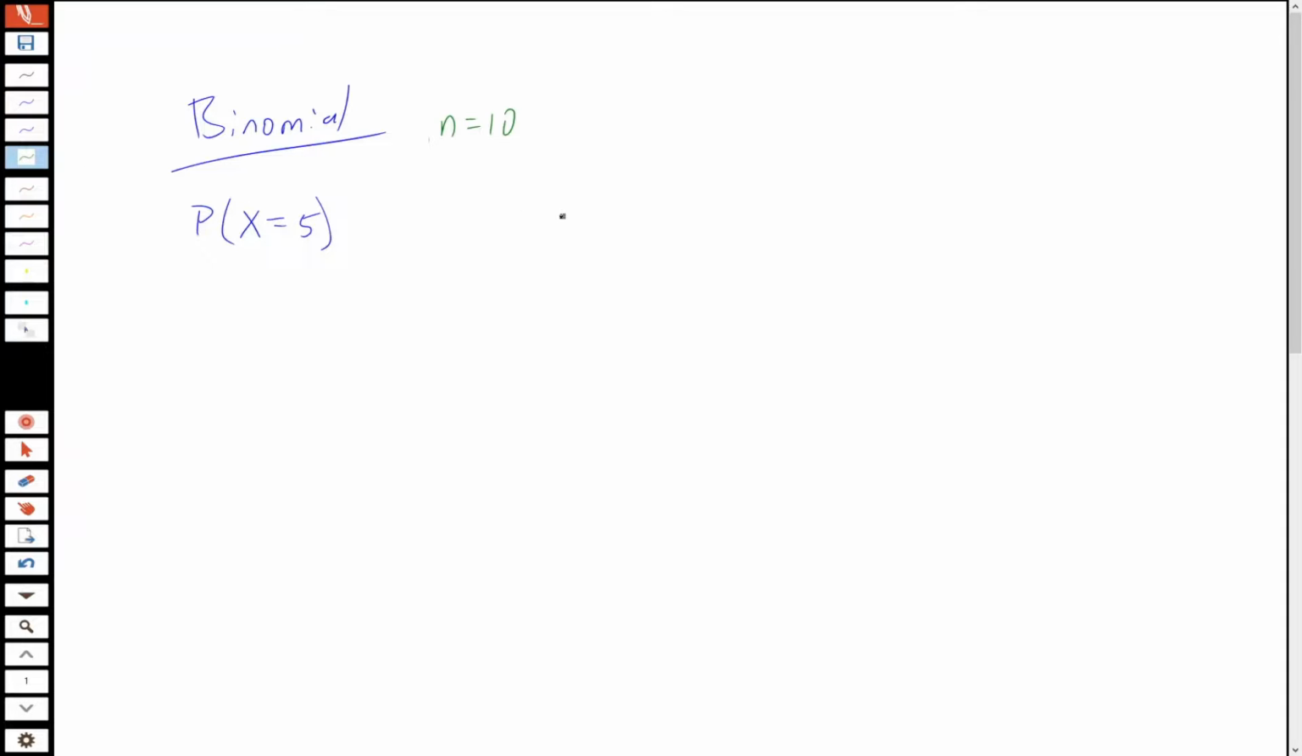Okay. So what I can do is I can imagine a sample space of every possible value of my random variable. 0 successes, 1 up to 10 successes. And x equals 5 is just this one. And the way that we find that probability using a TI calculator is using the binom PDF command, where we plug in our n, our p, and then in this case 5.